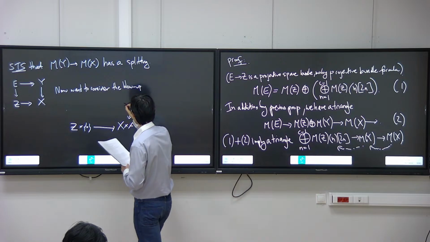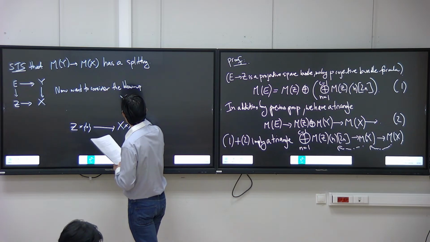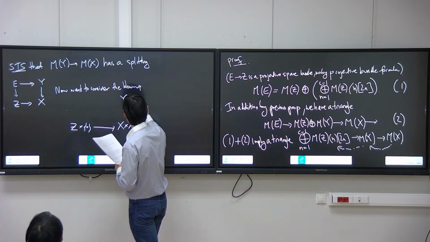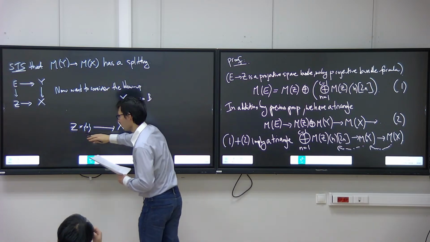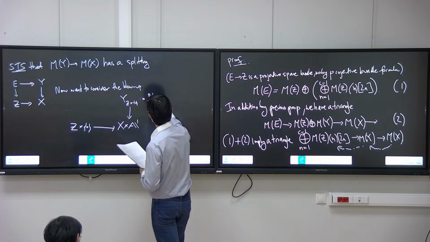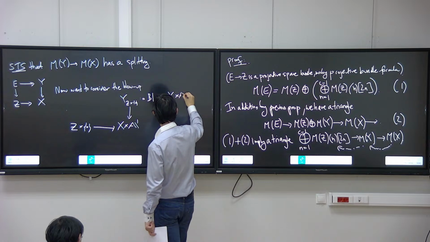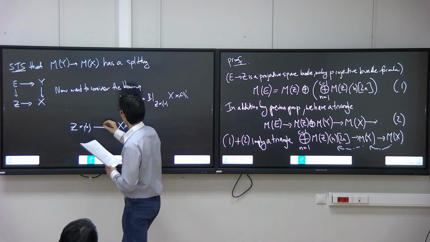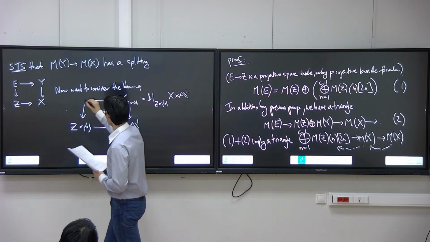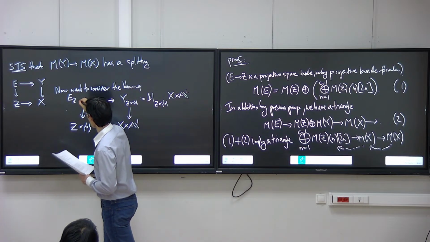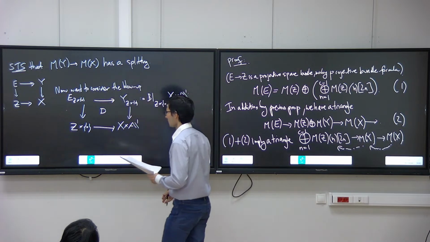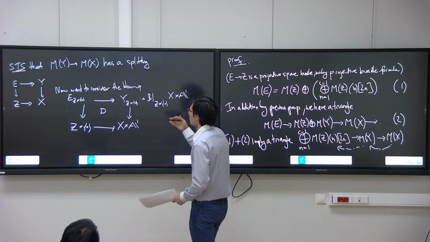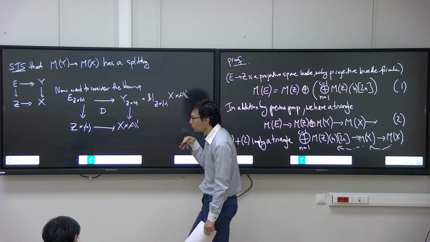So now I have a blow-up square like this. So let's call this Y of Z times 0. This is just notation for the blow-up. This is still closed inside here. And similarly, I just define by notation E of Z times 0 to be this, so that this is the fiber product, a pullback.